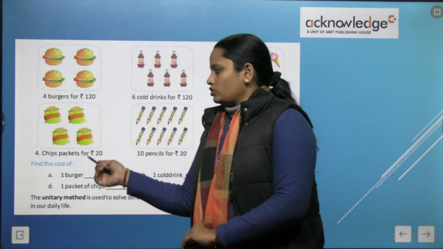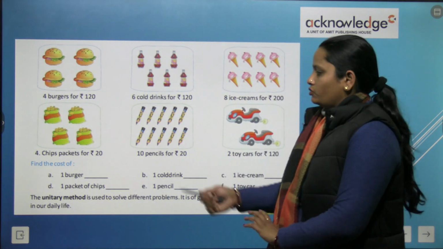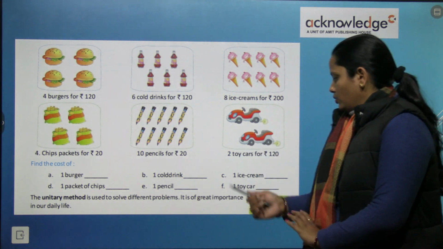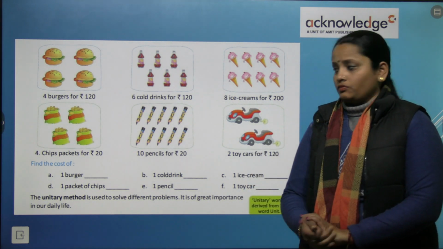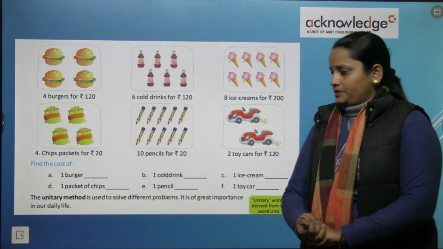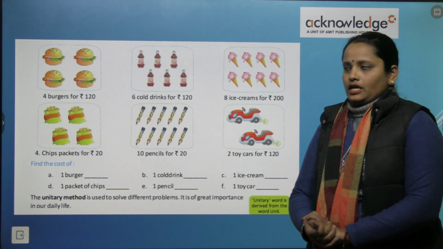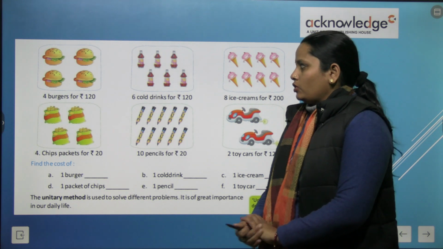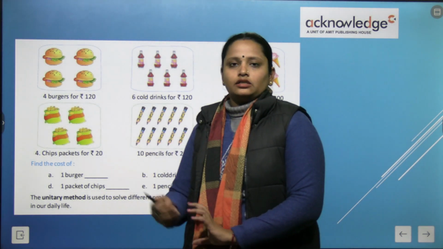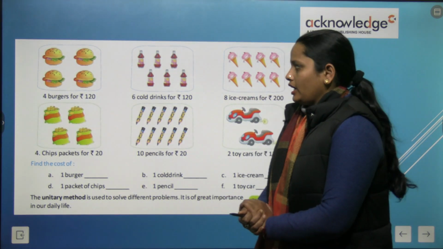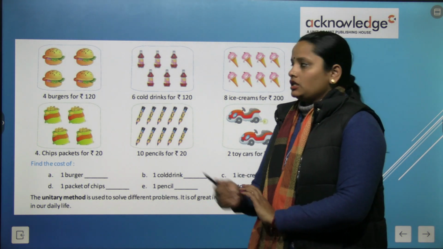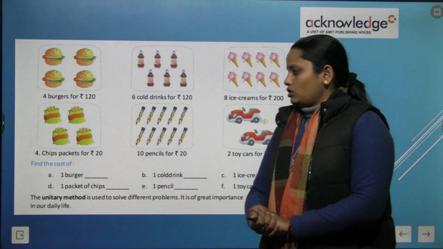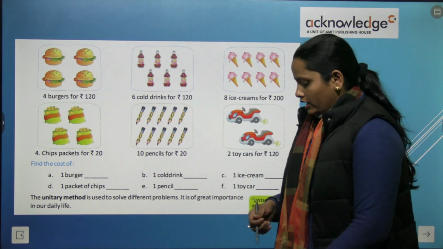So now what you have to do, you have to find the cost of 1 burger, 1 cold drink, 1 ice cream, 1 packet of chips, 1 pencil and 1 toy car. So यहाँ पे आपको हर चीज का एक अमाउंट दिया गया है, उसके according you have to find the cost of one thing. So let's find out.